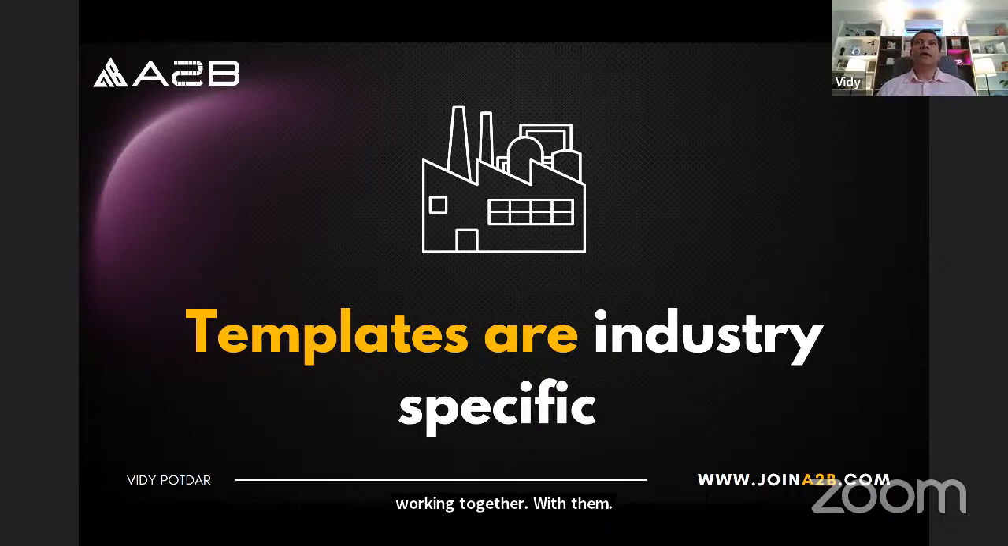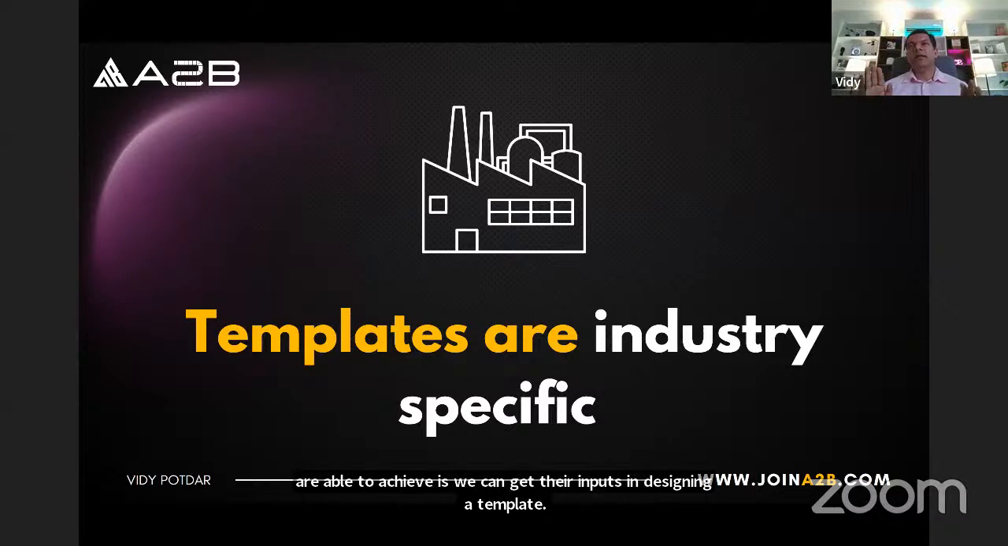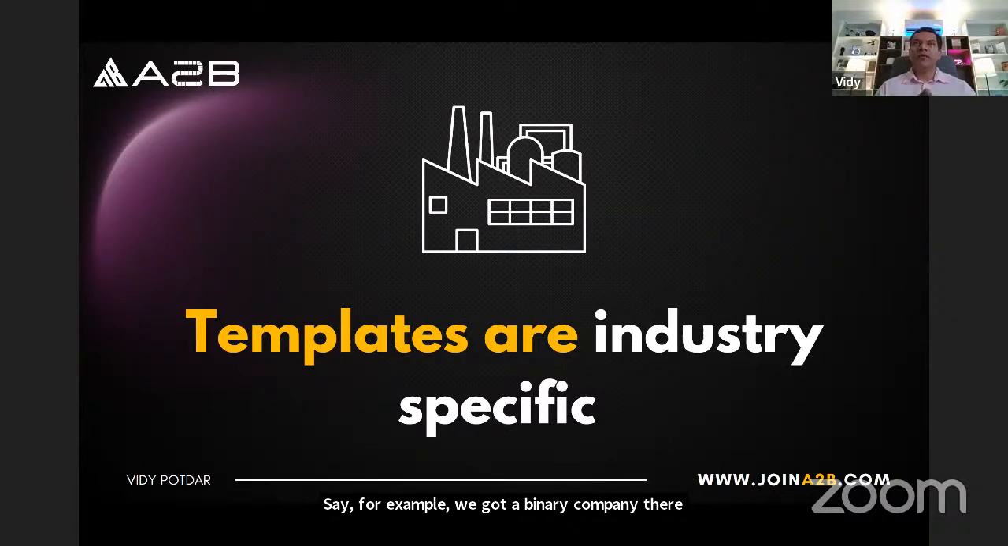By doing that, we are able to get their inputs in designing a template. Say, for example, we got a winery company, they make wine. We worked with them and built a template specifically for them. Because this kind of template would be useful for other wineries as well, if any other winery wants to come and start using A2B, they have one ready to use template, which is editable. So they can go in and change any of the information that they want to.